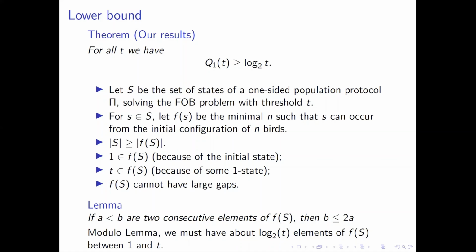So any two consecutive elements of f of s are sufficiently close to each other. More precisely, if I have two consecutive elements of f of s, a and b, and a is the smaller element, then b is at most 2 times larger than a. And this clearly implies, since you have 1 and you have t in your set f of s, and each next element is at most twice as large as the previous element of this set, that between 1 and t you must have at least binary log of t elements. So it remains to show the lemma.